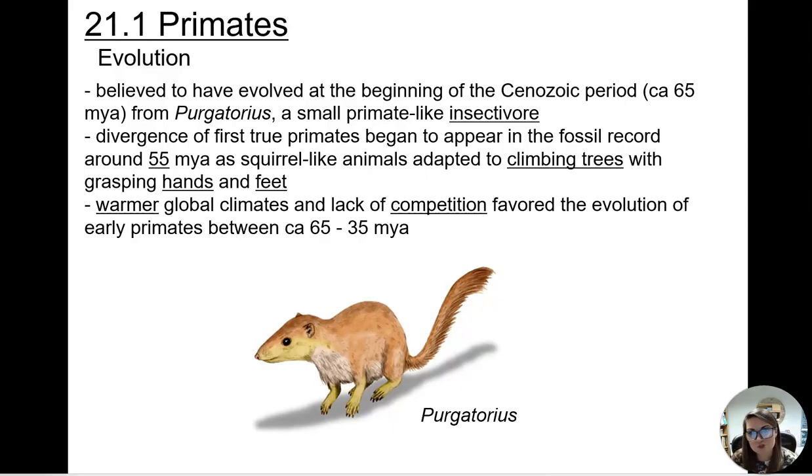The divergence of the first true primates is going to begin to appear in fossil records around 55 million years ago, as squirrel-like animals adapt to climbing trees with grasping hands and feet. Warmer global climates and a lack of competition is going to favor the evolution of early primates between 65 to 35 million years ago.